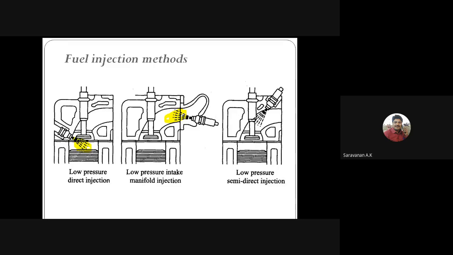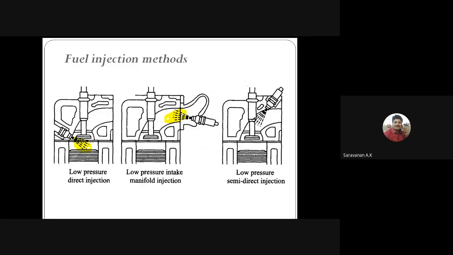In this system, the fuel nozzle is located in the manifold, immediately downstream of the throttle plate. In supercharged engines, the fuel is injected at the entrance of the supercharger. So what are superchargers? We can see that in later units.